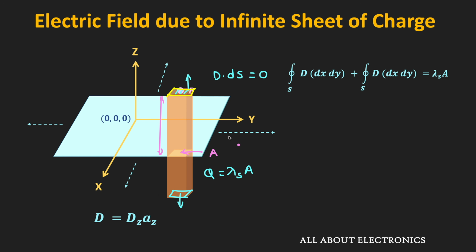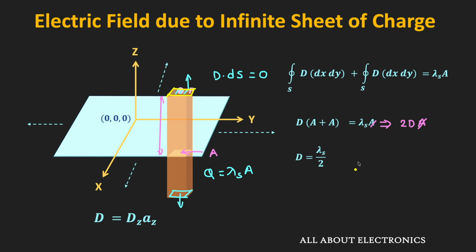So here, we have assumed that that is equal to A. So we can say that this integration is equal to D times A plus A, and that is equal to lambda s times A. So we can say that 2 times D times A is equal to lambda s times A. So here, this A will get cancelled out, and we will have D is equal to lambda s divided by 2.